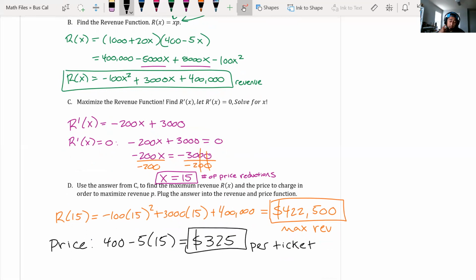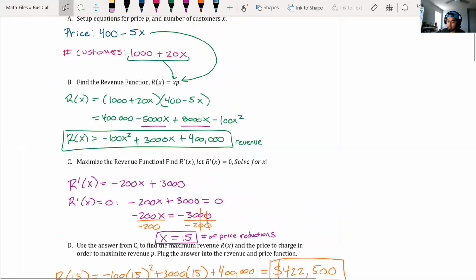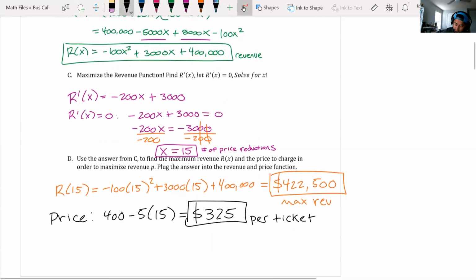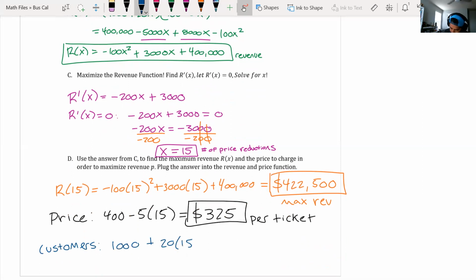Okay. And then if it asks what's the maximum amount of guests that come, well, we'll just plug 15 into the number of customers, 1,000 plus 20x, and we'll get 1,300 customers. Okay.